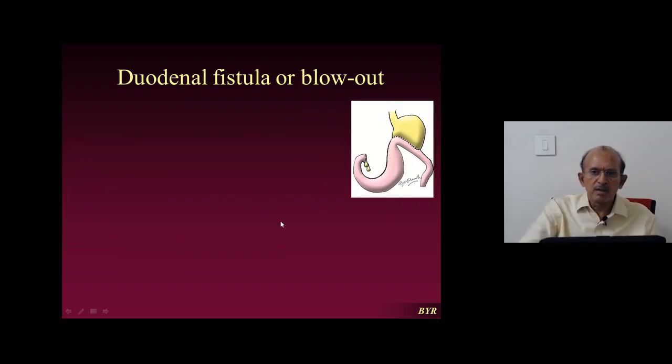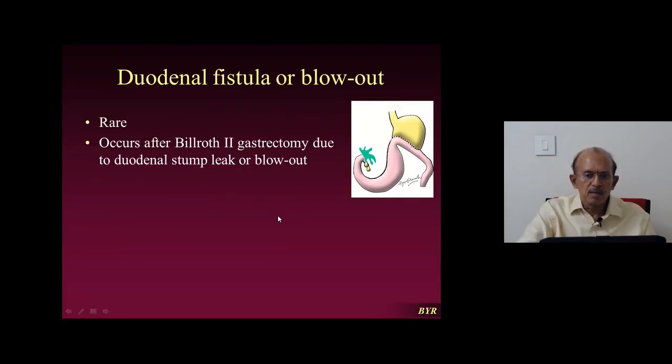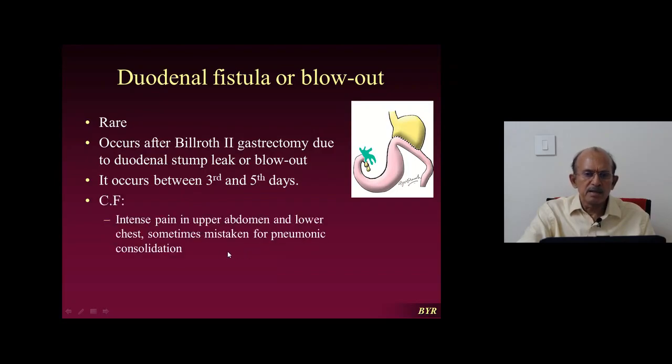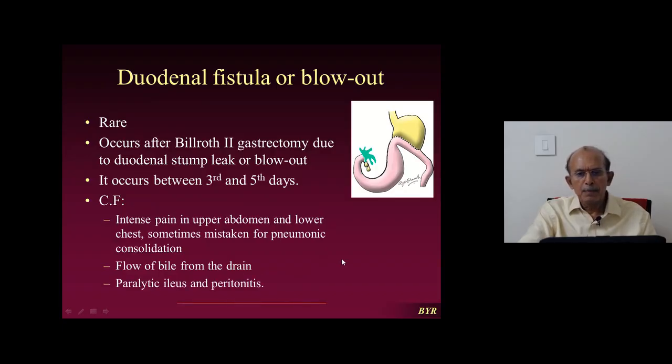Duodenal fistula or blowout. It is rare, occurs after Billroth 2 gastrectomy due to duodenal stump leak or blowout. It occurs between the 3rd and 5th days. Clinical manifestations: intense pain in the upper abdomen and lower chest, sometimes mistaken for pneumonic consolidation. If a drain is kept, there will be flow of bile through the drain. There may be associated paralytic ileus and peritonitis due to biliary leak into the peritoneal cavity.